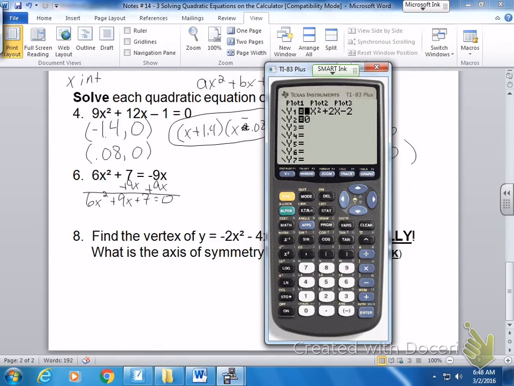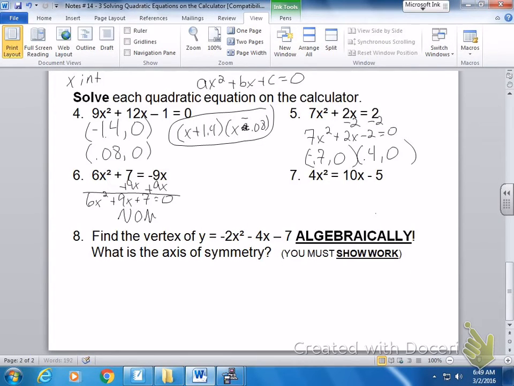Go to y equals, clear out my other one. I have 6x squared plus 9x plus 7. Double check, looks good. I go to second trace, but let's see, if I hit 5, I can't really get it close to anything because it doesn't cross the x-axis. So if that happens, the answer is none. This was like when we got no real solutions when we did this by hand. If it doesn't cross the x-axis, there are no solutions.